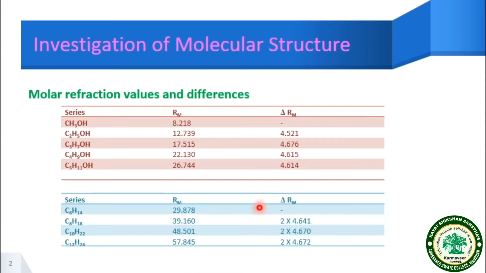We find again the difference between the molar refraction values for this homologous series, and here again it is 2 times the approximate value 4.6 that we have seen in the previous example. Here 2 times CH2 group means 2 times 4.641, 2 times 4.670, 2 times 4.672. So approximately we again find the value added is 2 times 4.6. So it is confirmed here that molar refraction is an additive property.